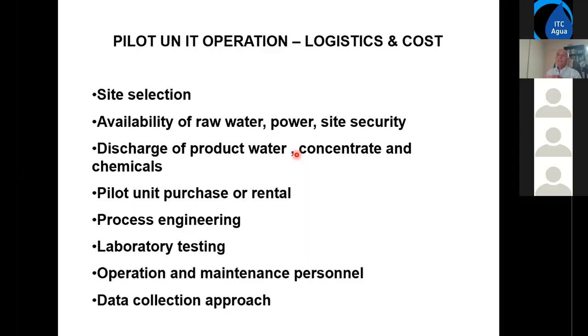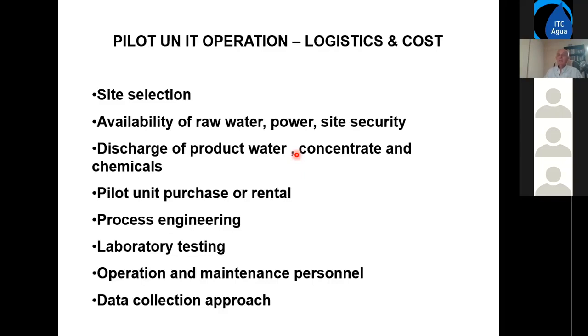Now there's the pilot unit by itself. A full-blown pilot unit can easily cost $100,000, $200,000, $300,000 as a new unit. So usually it's better to rent it for a number of months rather than buy the unit, because a pilot unit usually lasts for the period of time that we're interested in the feed water quality.